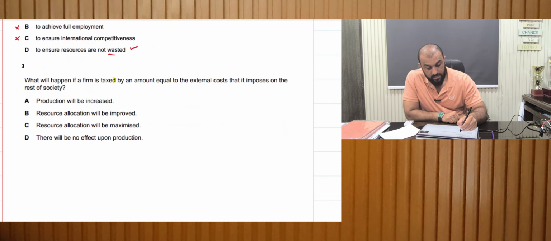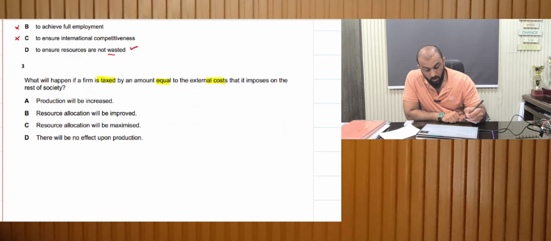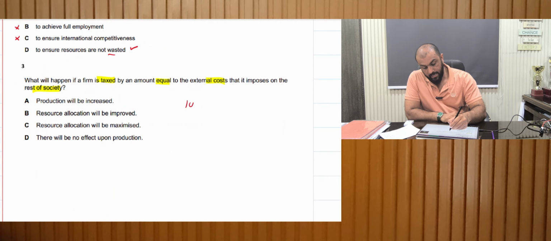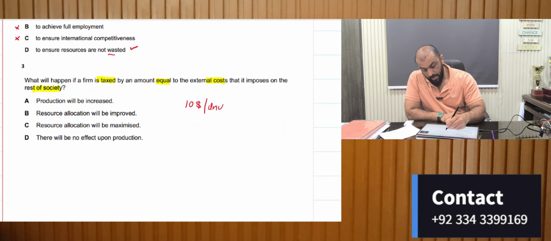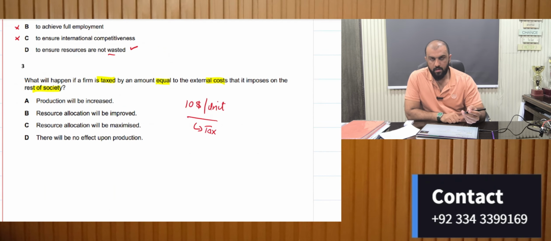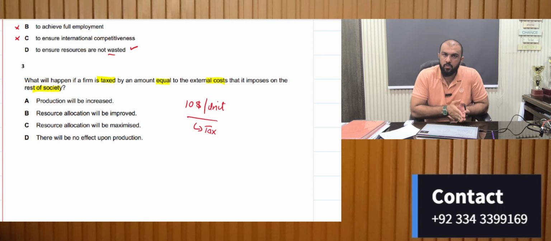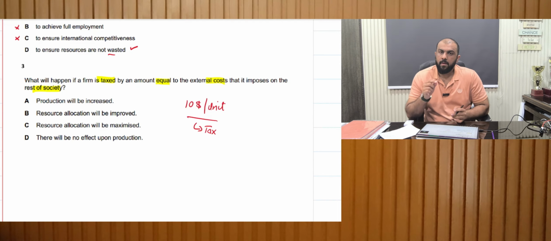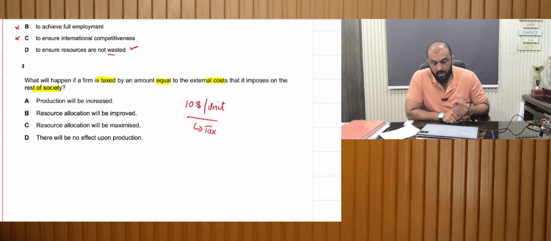What will happen if a firm is taxed by an amount equal to the external cost that it imposes on the rest of the society? Now, if the external cost is, let's say, $10 per unit, and we tax them $10 per unit, this means we are ensuring that there is allocative efficiency and there is no market failure, right? The amount of external cost created should be equal to the tax imposed so that there is no market failure. All right, that is the concept. Let's look at the options.